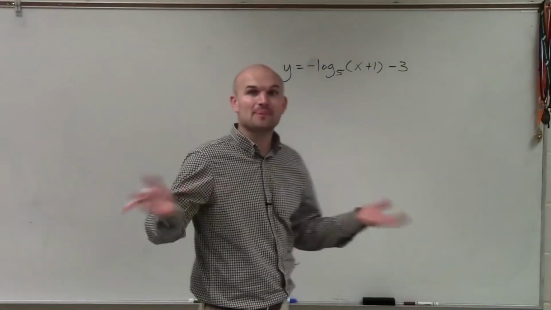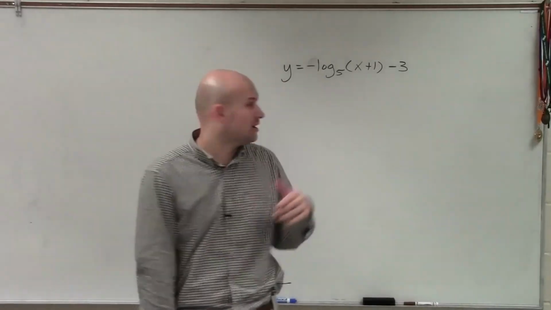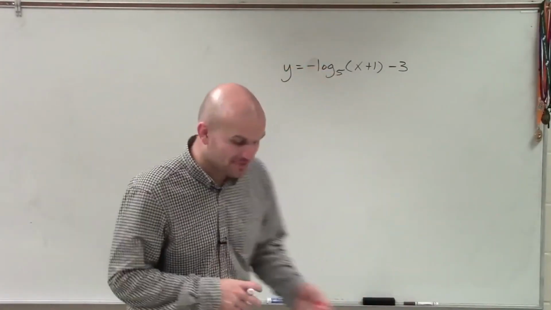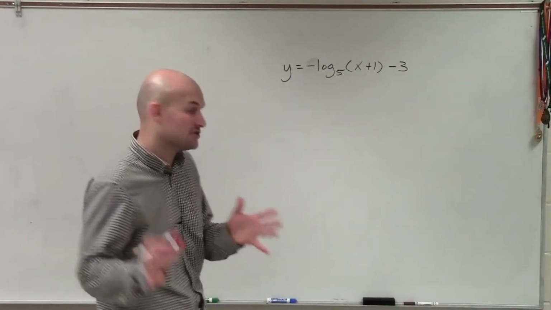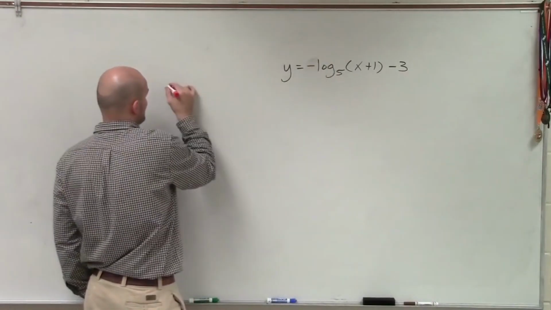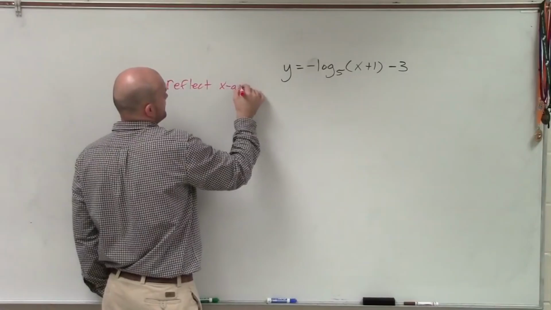OK, welcome. Here what I have is y equals negative log base 5 of x plus 1 minus 3. So we have a lot of different transformations here, right? So I'm going to want to write these down. That's always the first thing I like to do when I have multiple transformations. So I have my function being multiplied by a negative. So therefore, that's going to tell me to reflect over the x-axis.